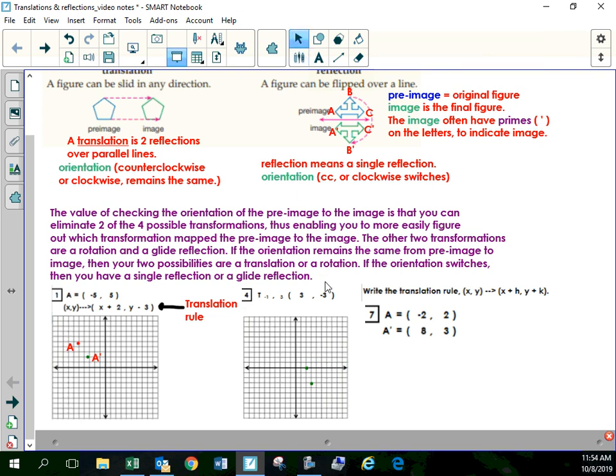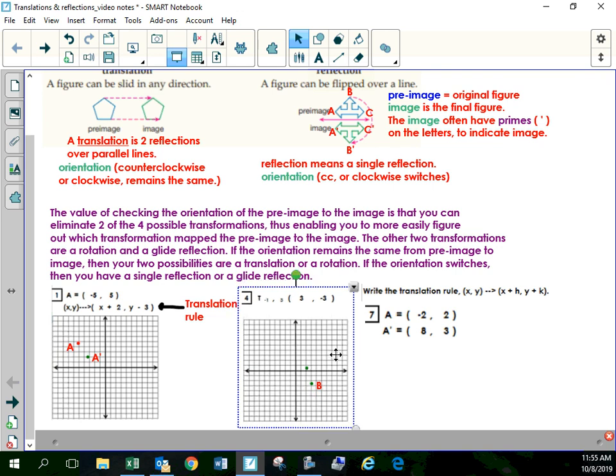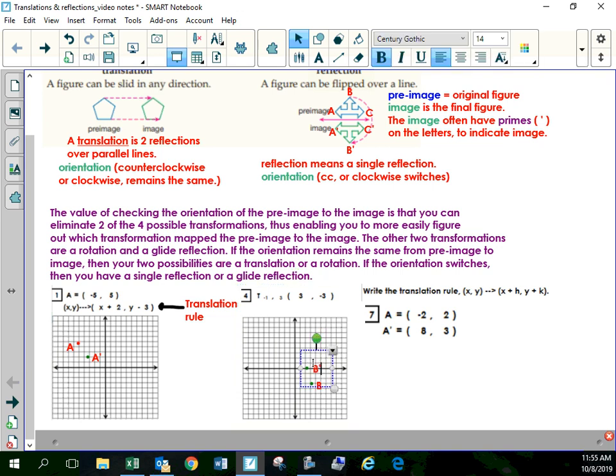And if they don't give you a name of the point, like over here they call it A, so I had to use A and A prime. If they don't give you a name, you can just call it whatever you want. So we'll just call it B this time. B is my pre-image. I got to make sure I put that with my pre-image. Then here's B prime. Okay, pre-image, original, image, final.